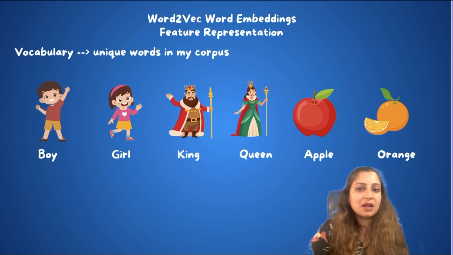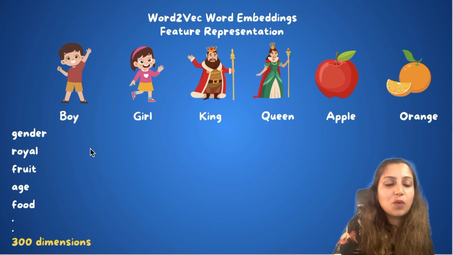So your vocabulary comprises only these 6 words: boy, girl, king, queen, apple, and orange. And you will make feature representations of these natural language words. That is, you would generate vectors based on certain features about these. So let's look into the details of what features they could be. Say suppose one of the features is gender, another feature is royal, the third feature could be fruit, the fourth feature could be say age, the sixth could be food, and say suppose we have 300 of such features, 300 dimensions. And each word, say boy, will be represented in the form of these 300 dimensional features.